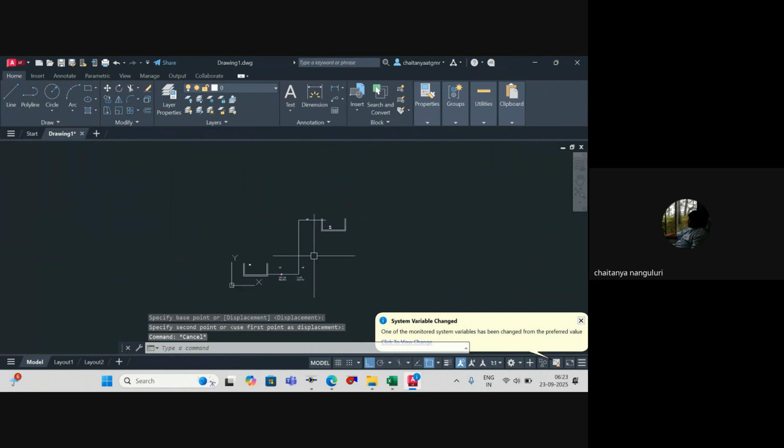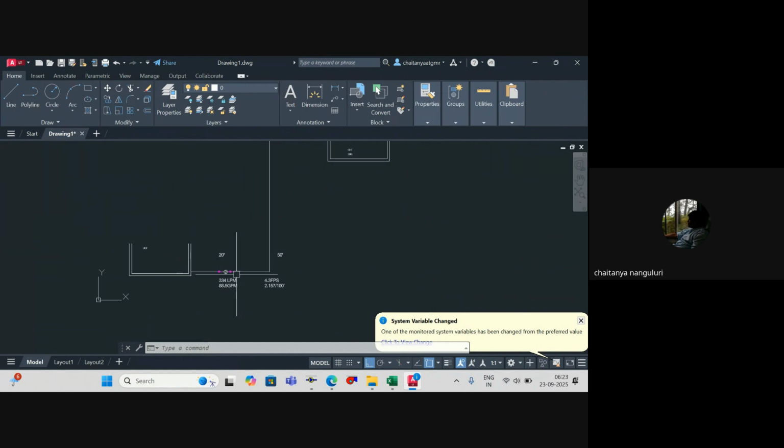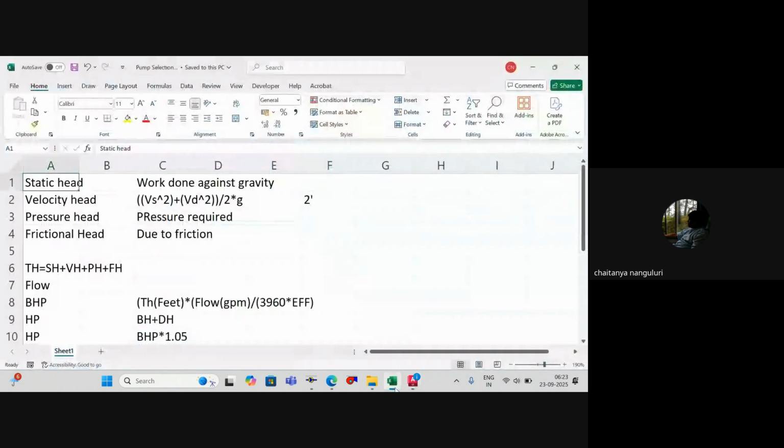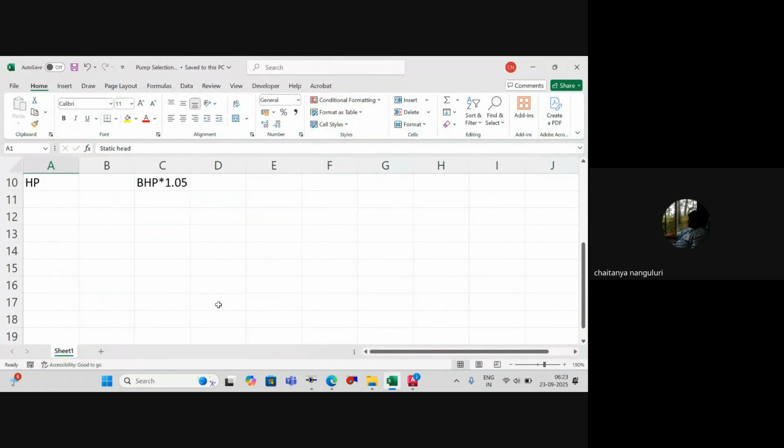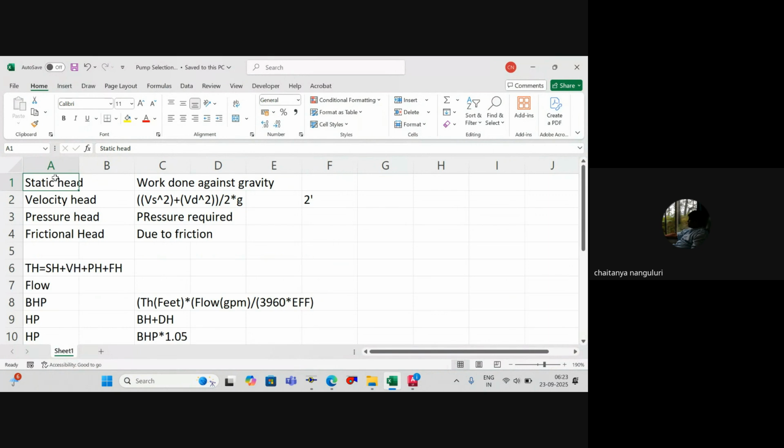So this is the total layout that we have there. Now we have to select what is the head required for this pump. That is a tank. Am I clear? Yes. Okay. Now we'll go to a problem. Shall I delete this? I guess you understood, right? You made a note, right?